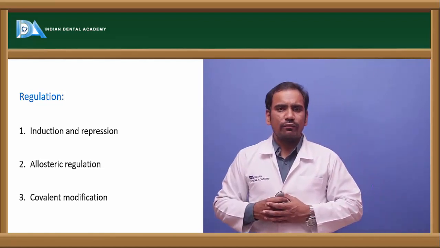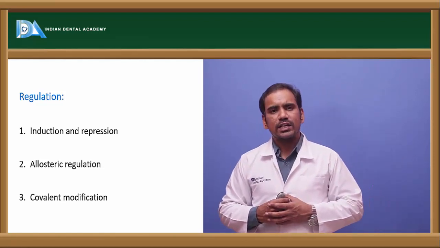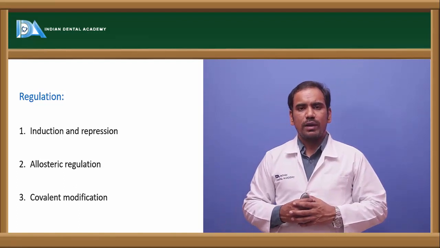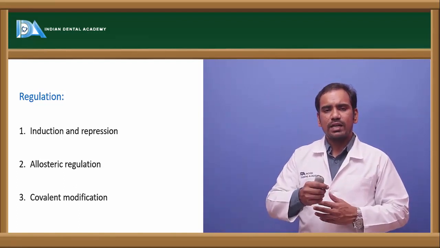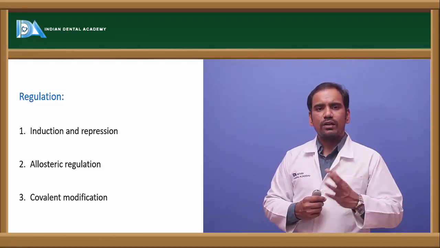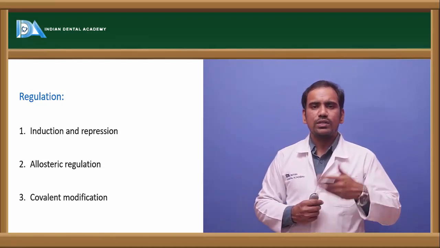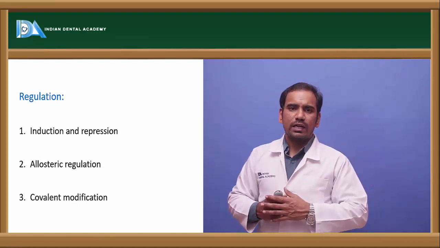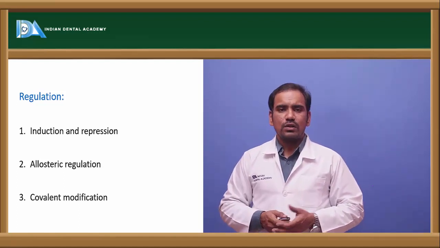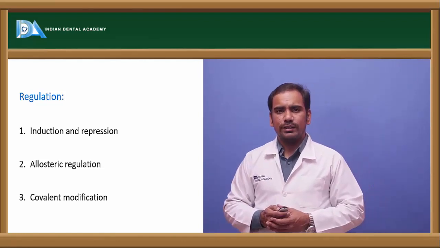Coming to covalent modification. One of the key enzymes, pyruvate kinase, is inactivated whenever a phosphate group is added to it. So phosphorylation of pyruvate kinase decreases its activity, and the overall rate of glycolysis decreases. Whenever the phosphate group is removed, which is called dephosphorylation, the activity of pyruvate kinase increases. So this is covalent modification. By these three mechanisms, the rate of glycolysis is regulated.